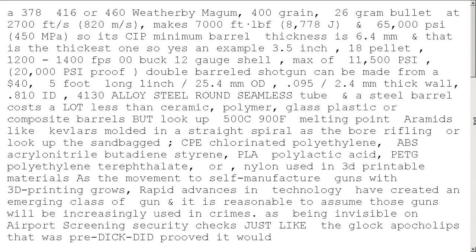But yeah, this is a distraction. They don't want you looking up steel for making bicycles out of. Yeah, 4130 alloy steel is the same stuff your bicycle was made out of if it was made out of steel. You've been riding a bunch of shotguns.